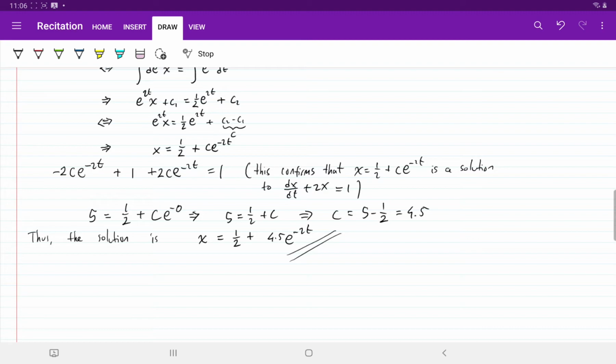Now let's move on to the second problem. Let's rewrite it. The second problem is t dx/dt + 2x = t^2 - t + 1 with initial condition x(1) = 1/2.